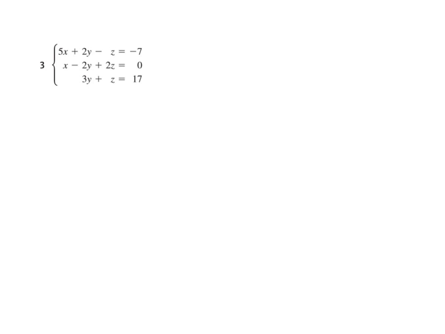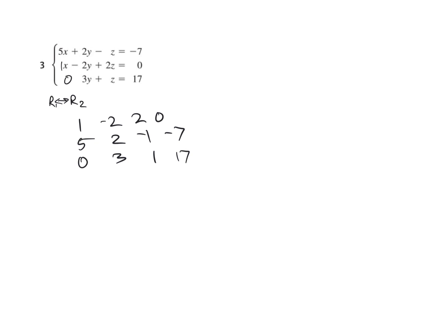Okay, so I notice this is a 0 here, so we're going to replace that in a minute. And this is a 1, so let's interchange row 1 and row 2. Let's do that first. So what do we have here? You have 1, -2, 2, and 0. Row 2 is now 5, 2, -1, and -7. And row 3 is 0, 3, 1, and 17.